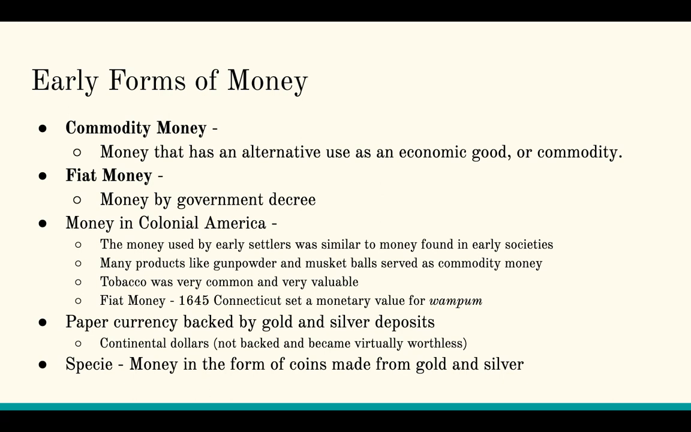Other colonies established fiat monies. So, one of the first examples of this is in 1645. Connecticut set a monetary value for wampum, which was a form of currency from the Native Americans made out of white conch and black mussel shells. Because white shells were more plentiful than the black ones, and because the Native American settlers used them in trade, one English penny was made equal to 6 white or 3 black shells.